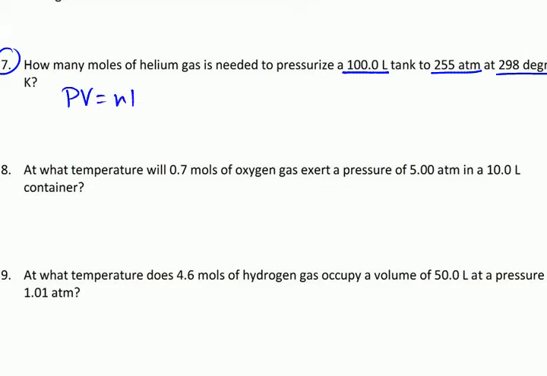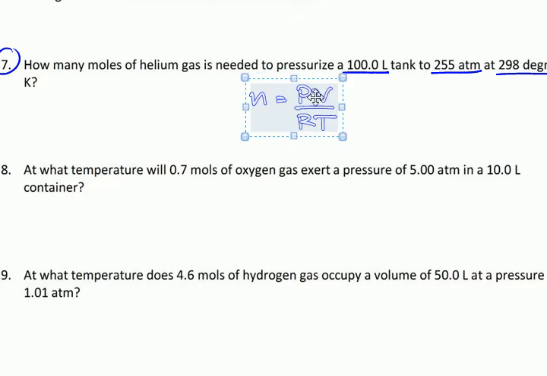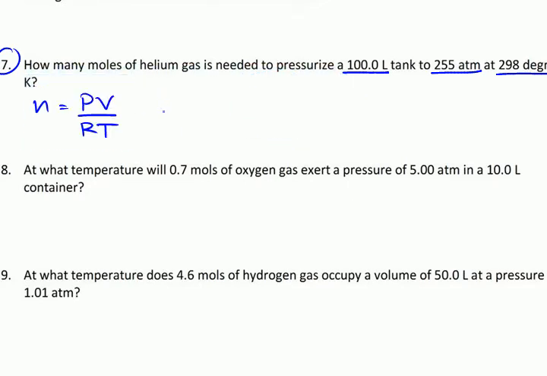PV equals nRT. What are we looking for? We're looking for the amount of moles. How many moles? In that case, we need to isolate n, which is the moles, get it by itself. So we use some algebra to rearrange it, and we should get n equals PV over RT.